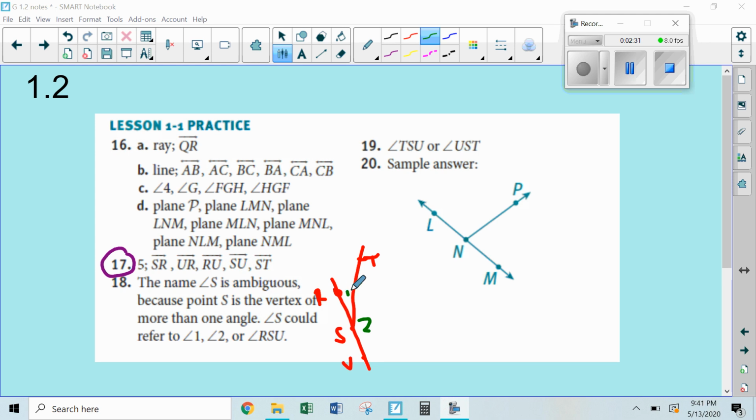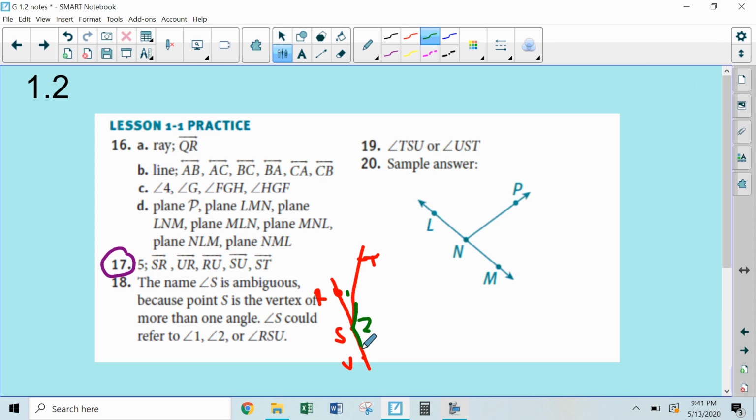So if you look at angle 1 right here, we can't just call it angle S because this could have been angle S over here. So to be more specific, since S is kind of confusing, if you want this angle right here, angle 1, you'll have to use 3 letters. So that's why they picked R, S, T would be a good way to name it. And then number 19, you can see number 20 is a way you can draw the picture.